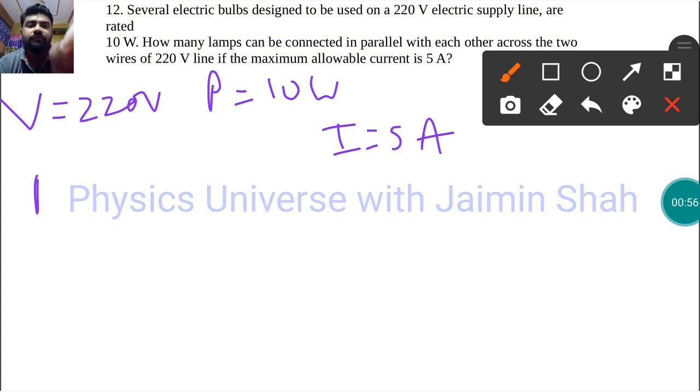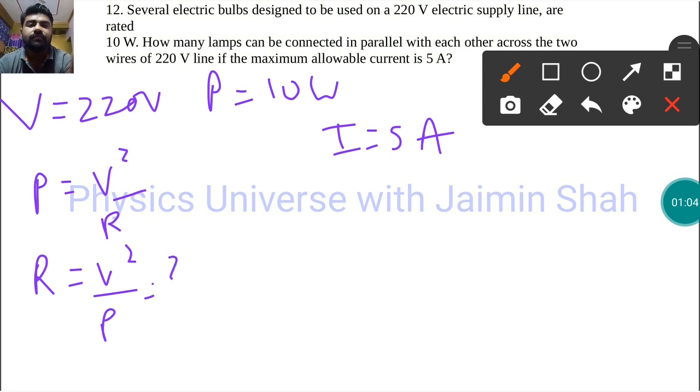First we need to find the resistance, and that formula is P equals V square upon R, so R is equal to V square upon P. So 220 into 220 upon P, which is 10. So the 10 and a 0 cancel out, so 22 into 220, right?